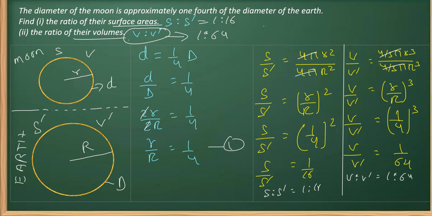Now further, we can also conclude here that as the radius of the moon is 1/4, or we can say that the radius of the earth is 4 times the radius of the moon, the ratio of their surface area is 1:16. That means the surface area of the earth is 16 times the surface area of the moon. And likewise, we can say that the volume of the earth is 64 times the volume of the moon.